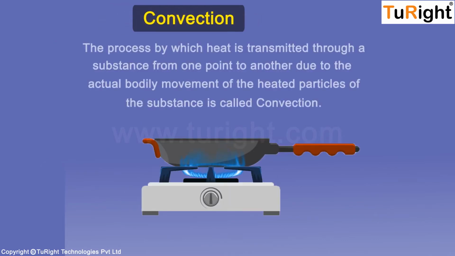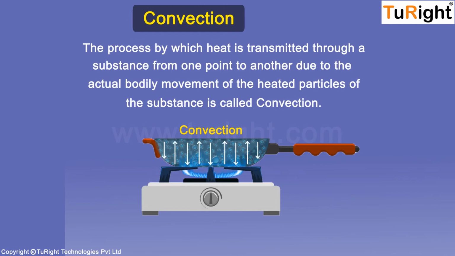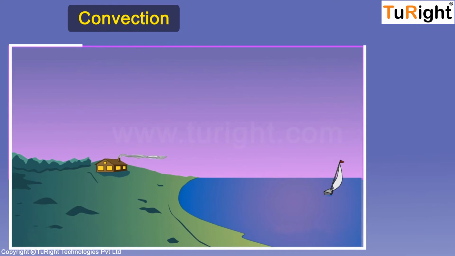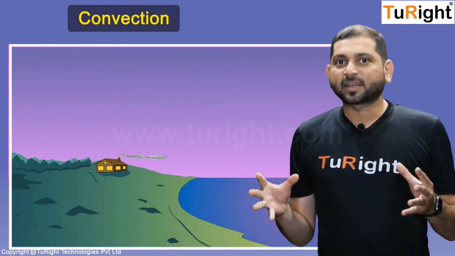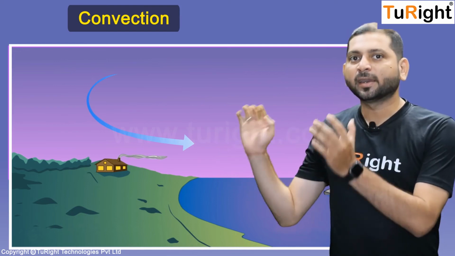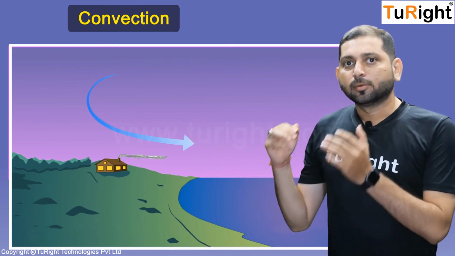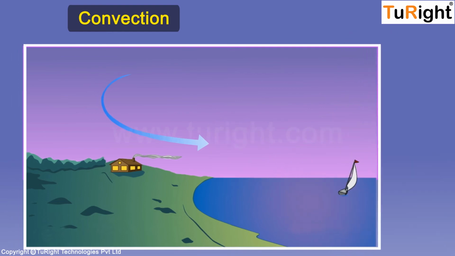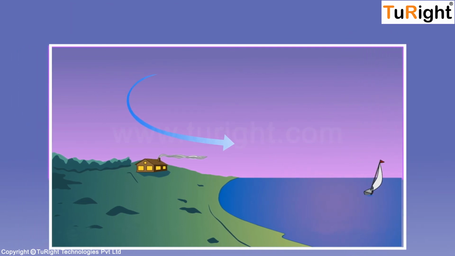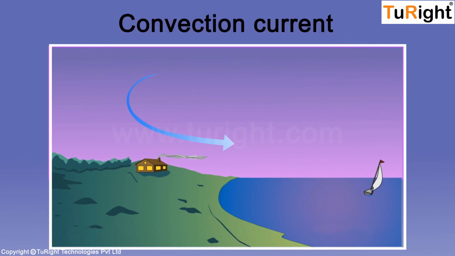The process by which the heat is transmitted through a substance from one point to another due to the actual bodily movement of the heated particles of the substance is called convection. Convection of heat takes place in fluids, that is, liquids and gases, and involves the movement of matter from hot regions to cooler regions. In convection, heat is transferred by moving gases like air and moving liquids like water. A movement of air which carries heat from a warmer place to a cooler place is called convection current.